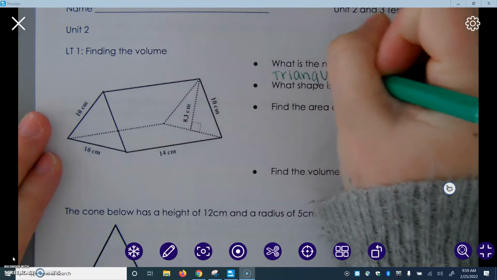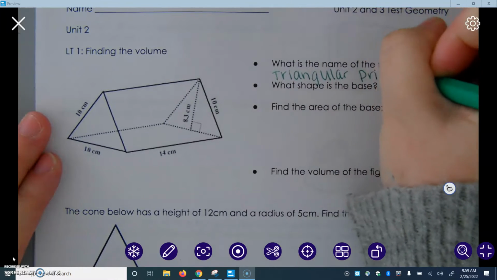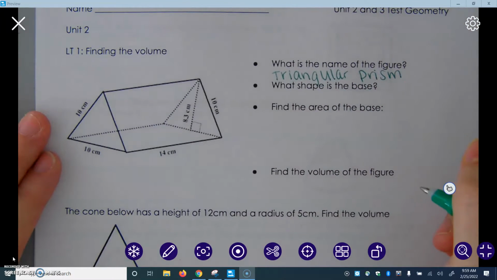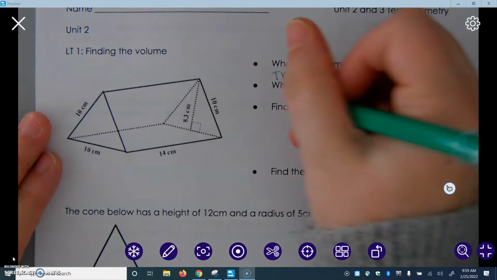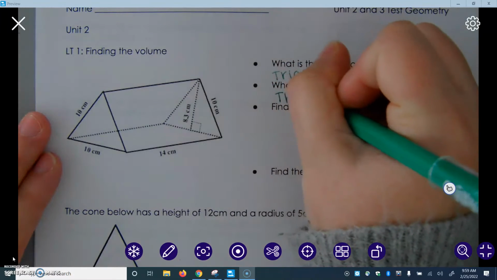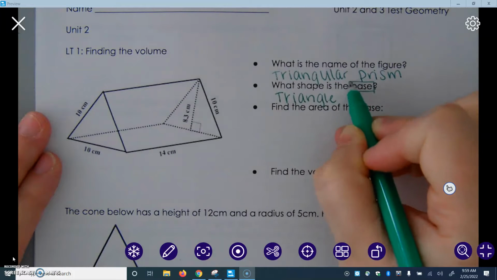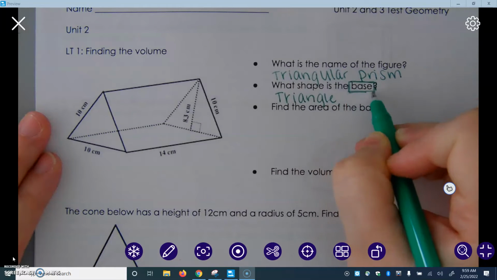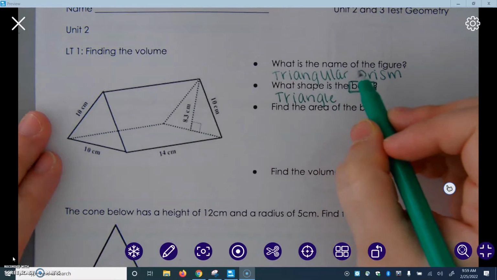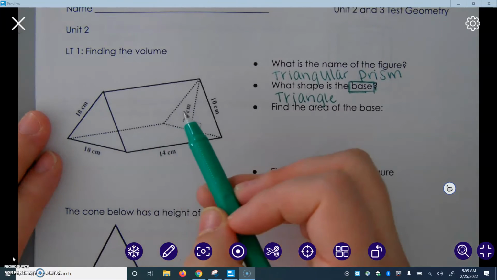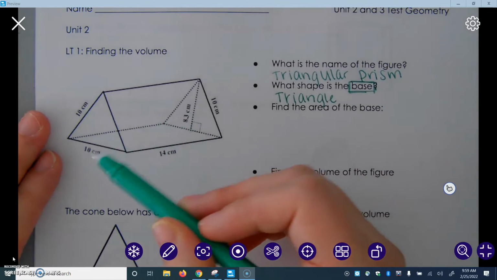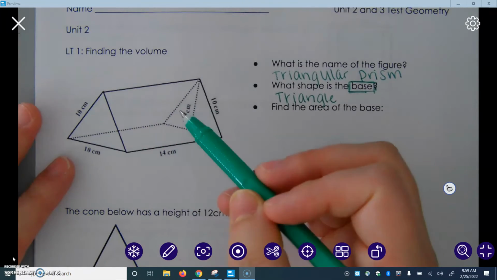So this is a triangular prism because the shape of the base is a triangle. The word base does not necessarily mean the shape that's on the bottom. When you have a prism, which is what this is, your choices are prism, pyramid, cylinder, or cone. So this is a prism.